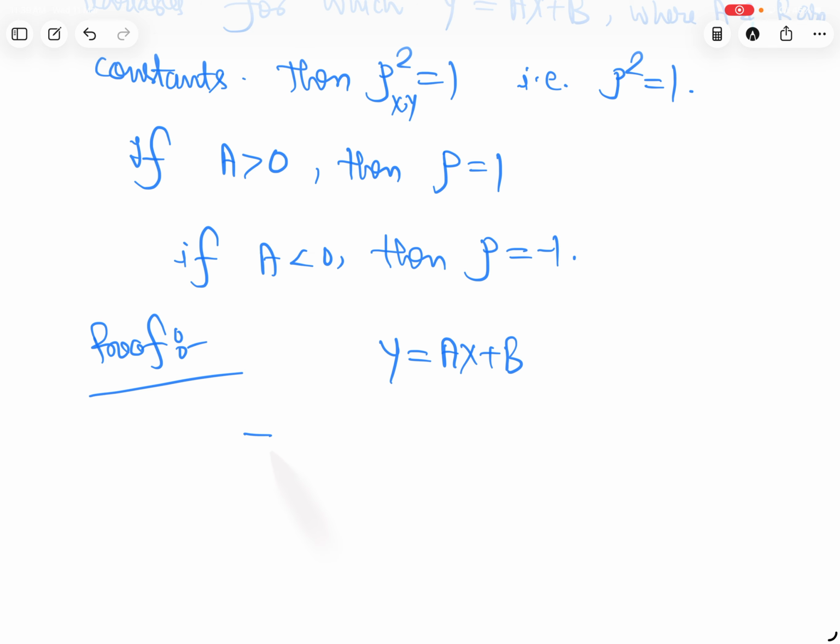So what is E(Y)? Can you tell me what is E(Y)? E(Y) is nothing but a will come out, and this will be b. Because a into E(X) plus E(b): the expectation of a constant is the constant, and a constant multiplied comes out of the expectation.